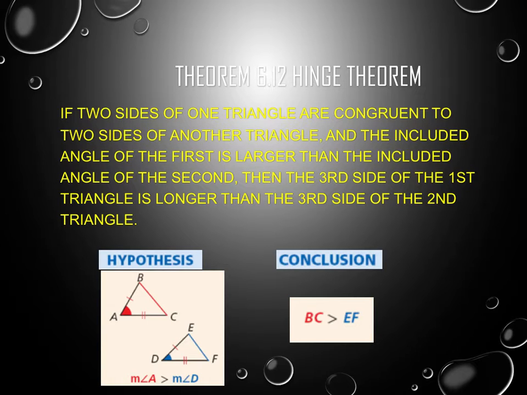And the Hinge Theorem states that if two sides of one triangle are congruent to two sides of another triangle, and the included angle of the first is larger than the included angle of the second, then the third side of the first triangle is longer than the third side of the second triangle.